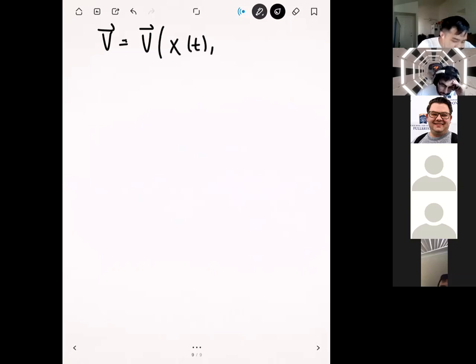Now let's put this in mathematical terms. Let's remind ourselves that our velocity is a function of space and time. It looks something like this. Again, remember, it's a vector function that depends on space and time, just like that.